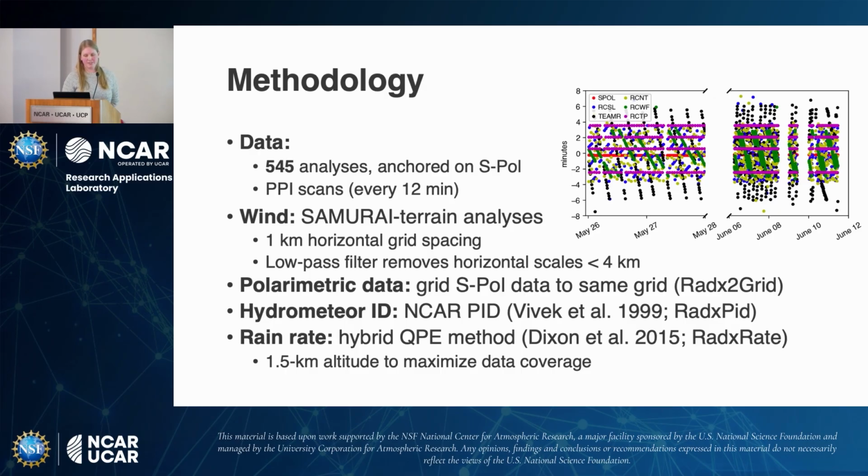For the hydrometeor identification, we used the NCAR PID. Again, that's from Vivek's work. These applications are all LROSE applications. So Radix PID. And then the rain rate came from the hybrid NCAR QPE method, which is detailed by Mike's conference paper from 2015, using Radix rate. And we had to balance both distance from the surface with data coverage, and so we opted to select the 1.5 kilometer altitude in order to maximize data coverage, but certainly there could be additional changes below that altitude towards the surface.